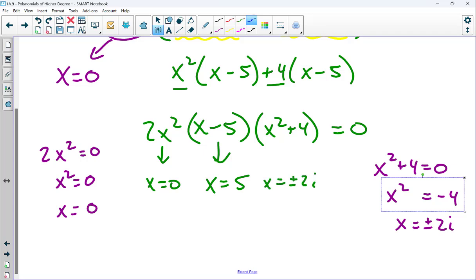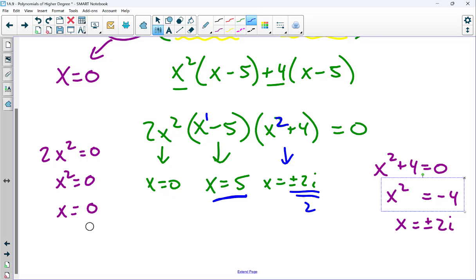Now notice, how many solutions do I have? I got 1. Keep in mind, plus or minus 2i, positive 2i is one answer, negative 2i is one answer. So I have 2 answers here. Notice it's second degree, so I have 2 answers. This one is first degree. I have 1 answer. X equals 0.